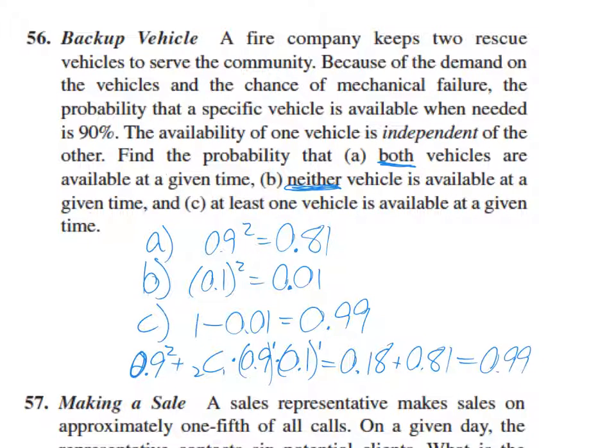You did it the harder way, and in this case it didn't make a huge difference. You definitely want to use the complement though. If say we had 10 rescue vehicles, what's the probability at least one would be available? Because you don't want to have to do 1, 2, 3, 4, 5, 6, 7, 8, 9, and 10 and add all those up. When you could just do 1 minus the probability of none of them being available. Okay? Wait, why don't we do that for 55?